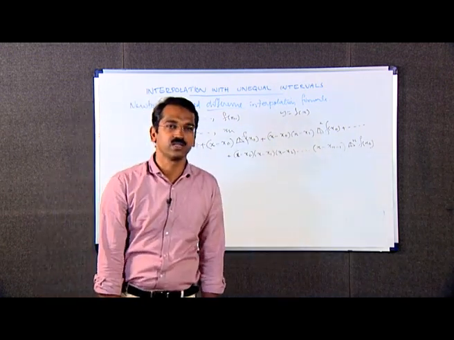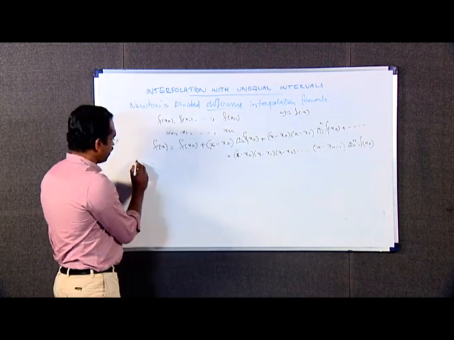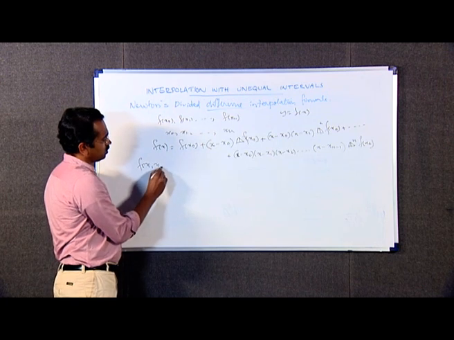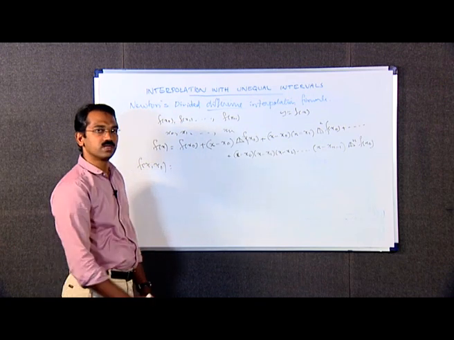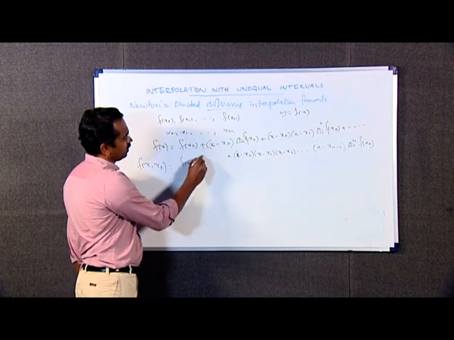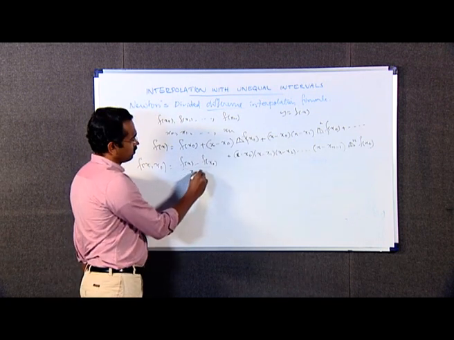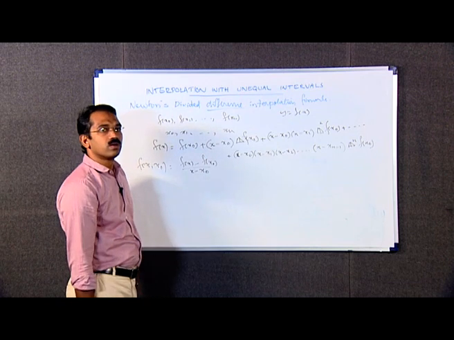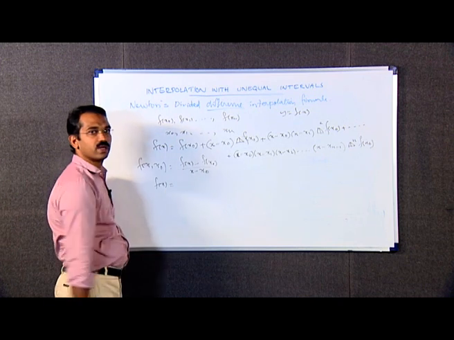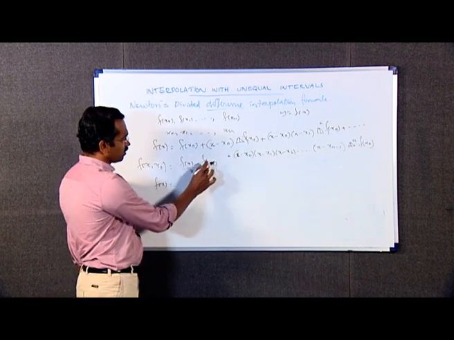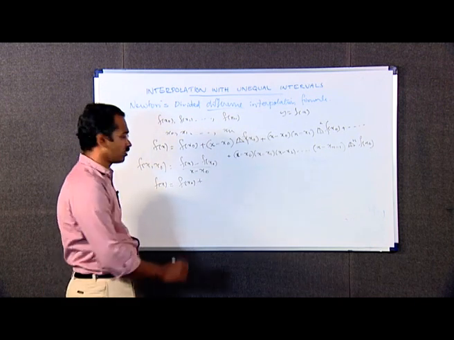We use the definition of divided difference. That is, by definition, f(x, x0), the divided difference between x and x0, is equal to (f(x) minus f(x0)) divided by (x minus x0). From this we can write f(x) as f(x) is equal to f(x0) plus (x minus x0) into f(x, x0).